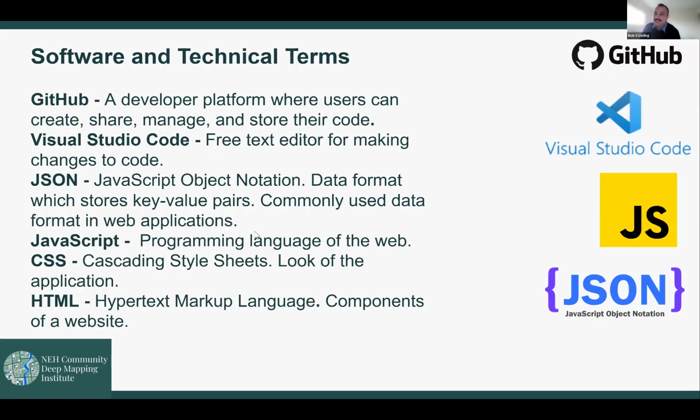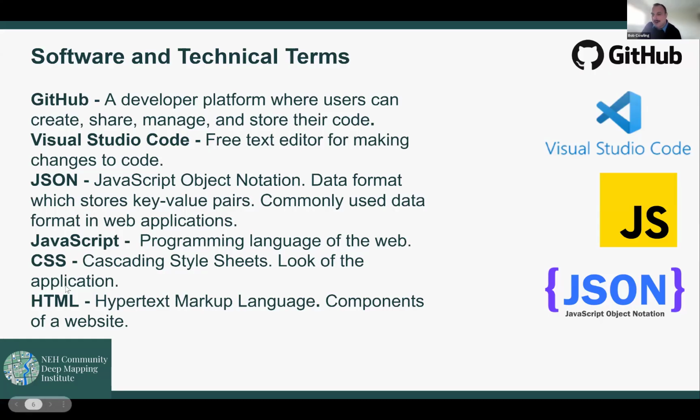Of course, JavaScript is everywhere, the programming language of the web. This is essentially what makes your app do cool things, interactivity, right? You click on something, some sort of an action occurs. Cascading style sheets, the look and feel of the application: colors, sizes, like text size, box size. HTML, everyone's probably familiar with this. Hypertext markup language, basically, the structure of a website. What is the website made out of?